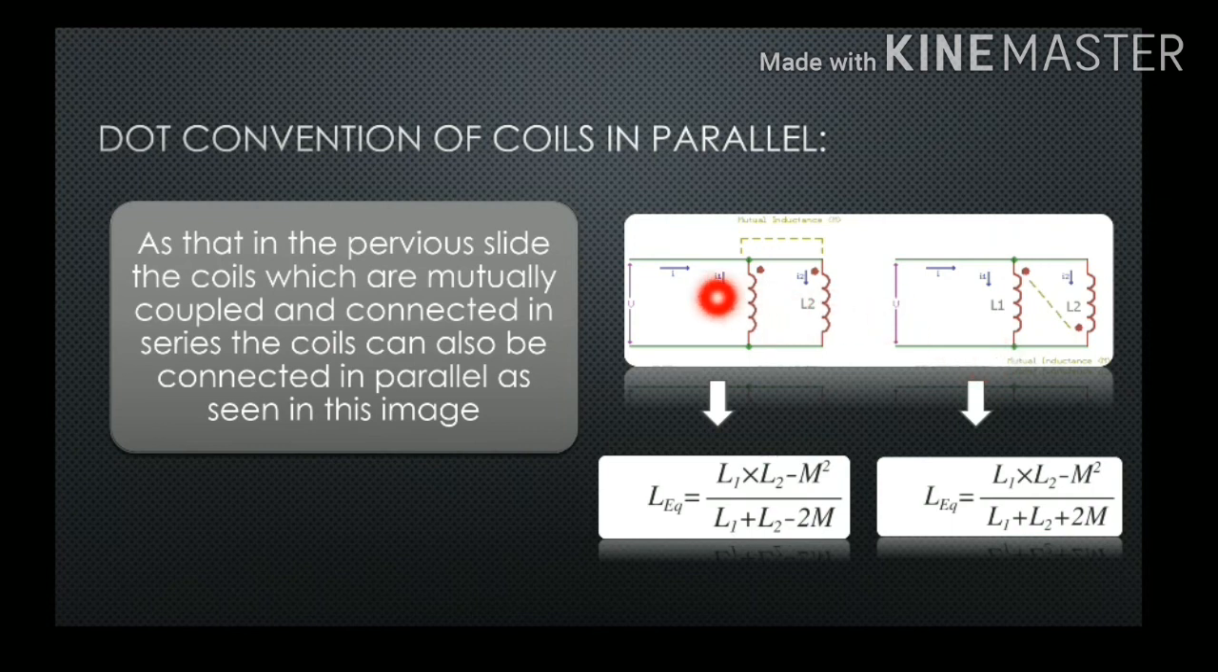The expression for the current entering or leaving the coils at the same time would be L equivalent is equal to L1 into L2 minus M square divided by L1 plus L2 minus 2M. In this case, where current is entering the one coil but leaving the other coil, the L equivalent will be L1 into L2 minus M square divided by L1 plus L2 plus 2M.